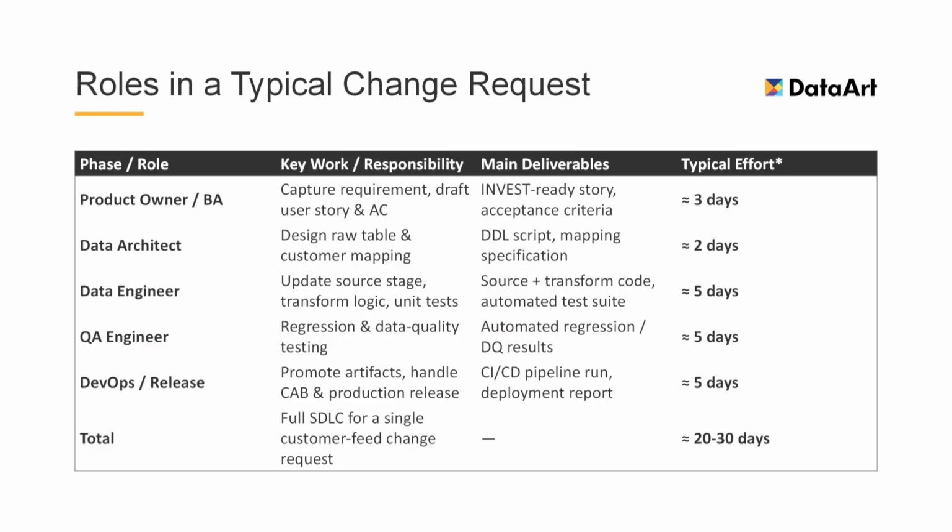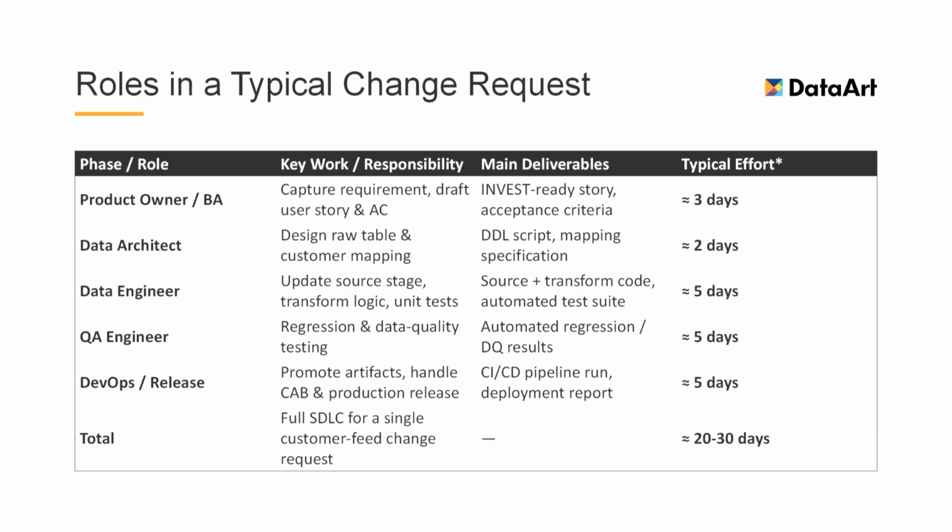Here's how a single C77 change ripples through the team. Product owner and BA: about 3 days capturing the story and acceptance criteria. Data architect or team lead: several days designing the raw table, mapping, and DDL. Data engineer: 5 to 10 days updating the source stage, transform logic, and unit tests. QA engineer: roughly 5 days for regression and data quality testing. DevOps and release management: a few more days pushing the change through CAB and into production. In total, this simple feed still consumes 4 to 7 weeks of calendar time across 5 roles.